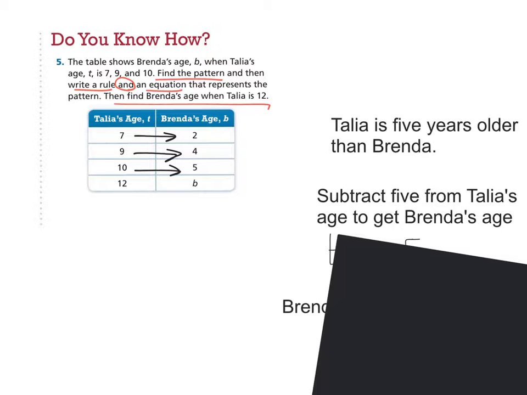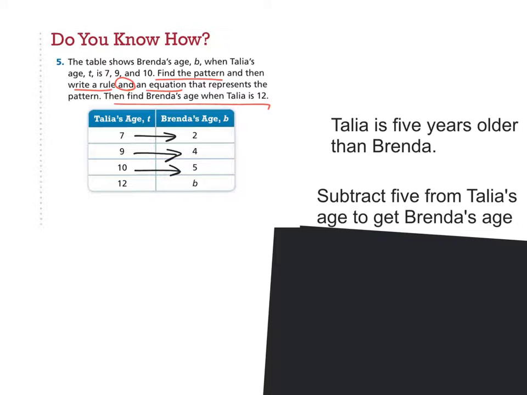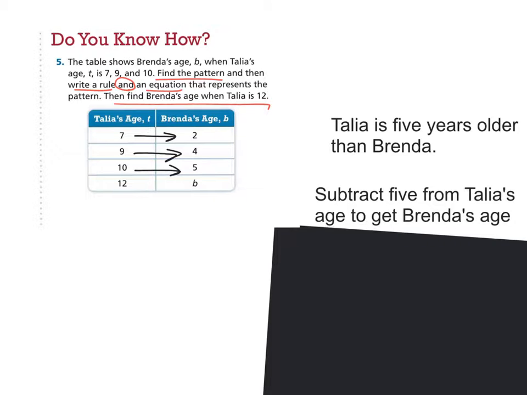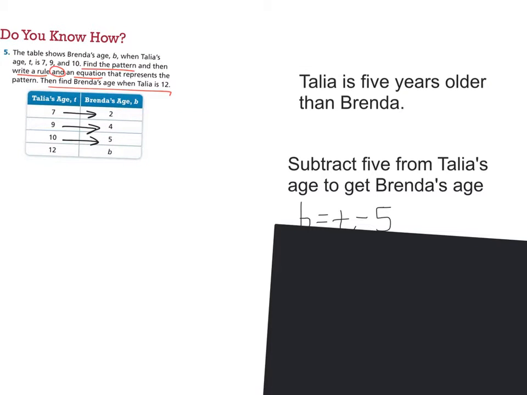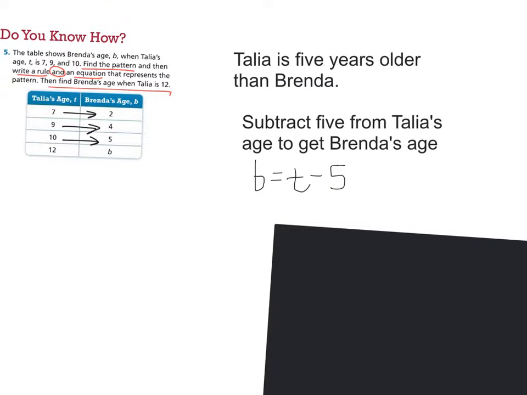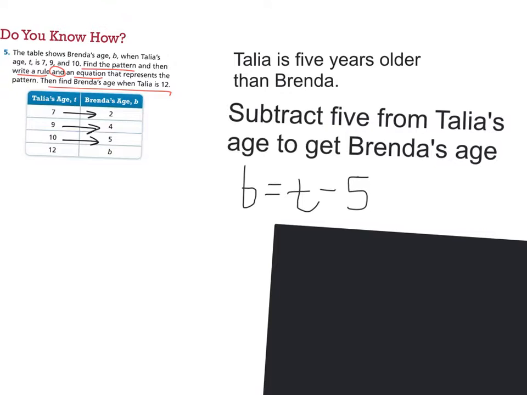A rule would be that we could subtract 5 from Talia's age to get Brenda's age. That would be an example of a rule there. And then an equation. We could have B equals T minus 5. That should be your equation. B equals T minus 5. We're saying Brenda's age is equal to Talia's age minus 5.